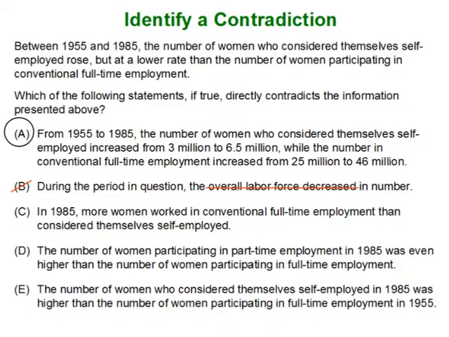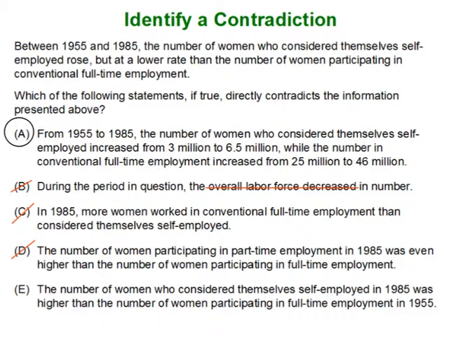With answer choice C, more women worked in conventional full-time employment than considered themselves self-employed. Well, big deal. We're talking about the rates of increase. So it doesn't matter whether there's only 5 women or 5 million women in either category. What we are supposed to be comparing here is the rate that they increased. With answer choice D, it was even higher than the number participating in full-time employment in 1985. Again, lots of smoke and mirrors in here regarding the different numbers. What we care about is the rate.